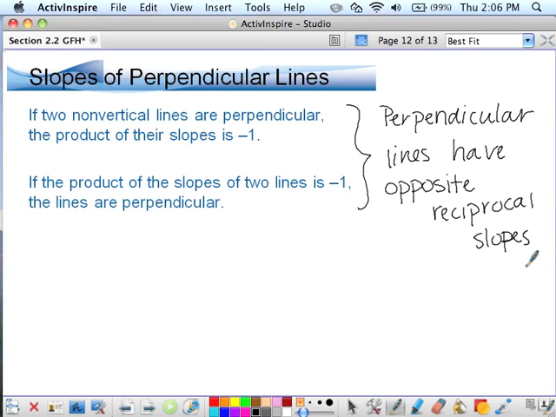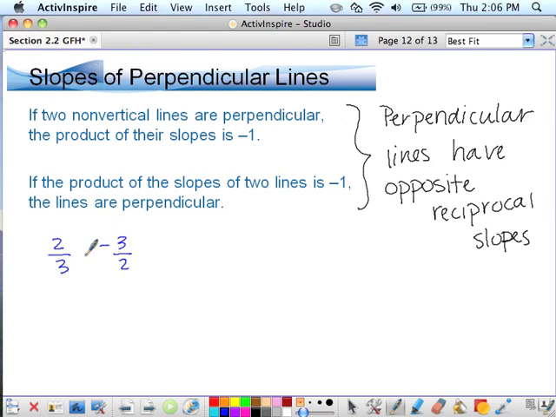What that means is that if the slope of one line is 2/3, then the slope of a line perpendicular to it would have to be the opposite, and the opposite of positive is negative, and the reciprocal. The reciprocal of 2/3 is 3 halves. So these two slopes could be the slopes of two perpendicular lines.